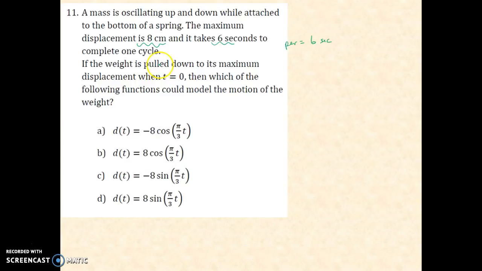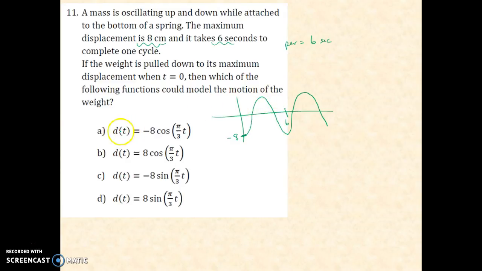And if the weight is pulled down to its maximum displacement when t equals 0, so if you imagine it's going to start at its maximum negative displacement, so it's going to be starting at -8, and then you're going to release it, and the spring's going to pull it up, down, up, and down. This takes 6 seconds to go all the way up and all the way back down.